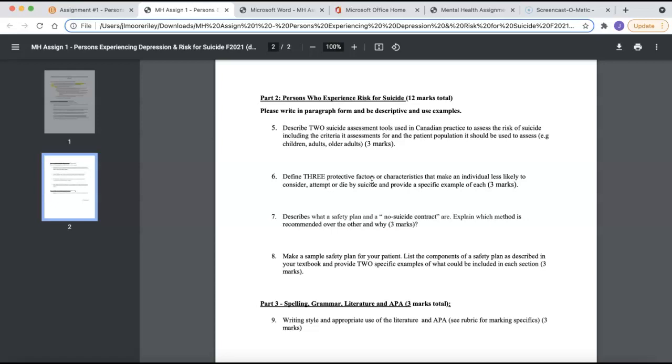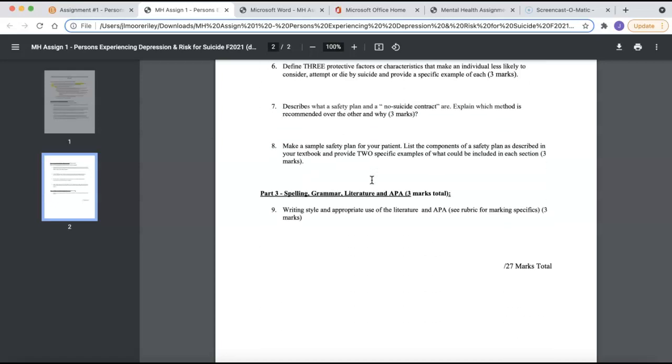And then finally, you're going to make sure that you have really good spelling, grammar, literature, and APA. So you can lose marks for your writing style, your grammar, inappropriate use of literature. So what that means is you only use the textbook, and not WebMD or Nurse Labs, something from not a reputable source. And if you're not sure, please send me an email with enough time for me to respond before it's due.